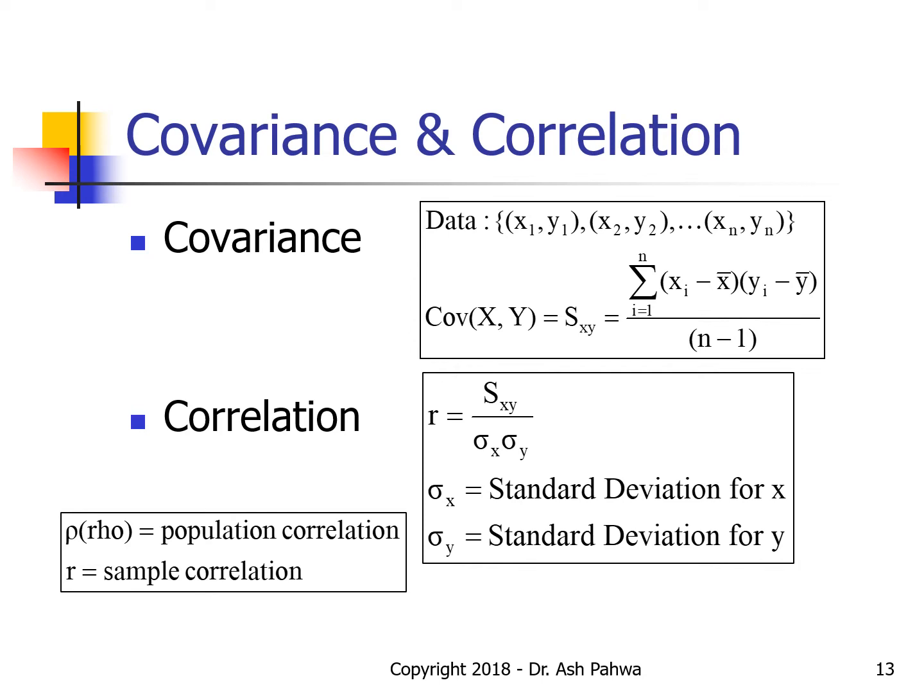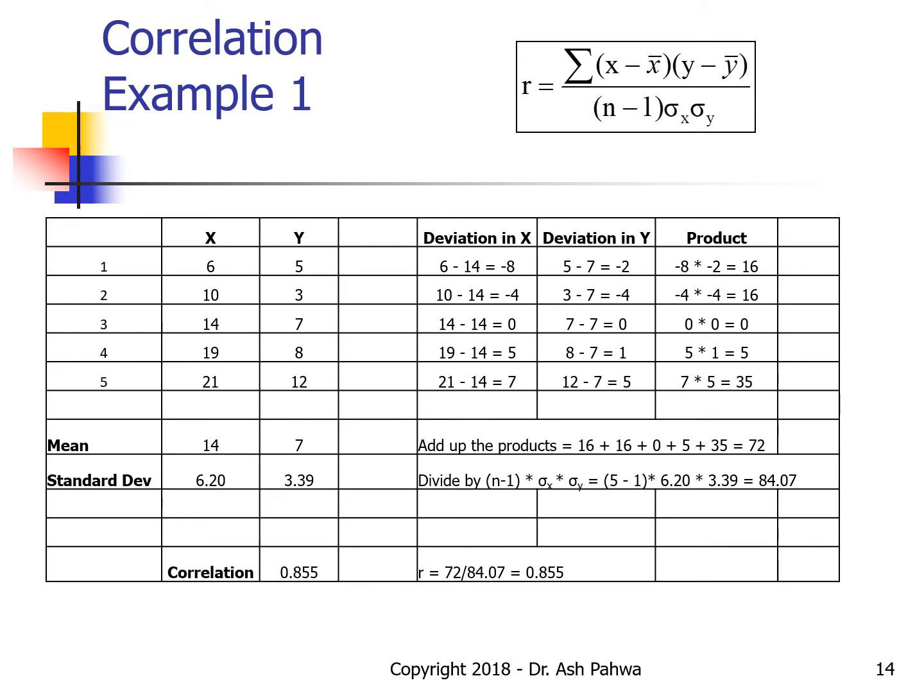Now to compute the correlation, we just divide the covariance by the standard deviation of x and the standard deviation of y. Whenever we have the correlation of the population, it is represented by the Greek character rho. It represents the correlation of the population. As I mentioned before, a small letter r is used to represent the correlation of a sample. So now let us take the same example and compute the correlation.